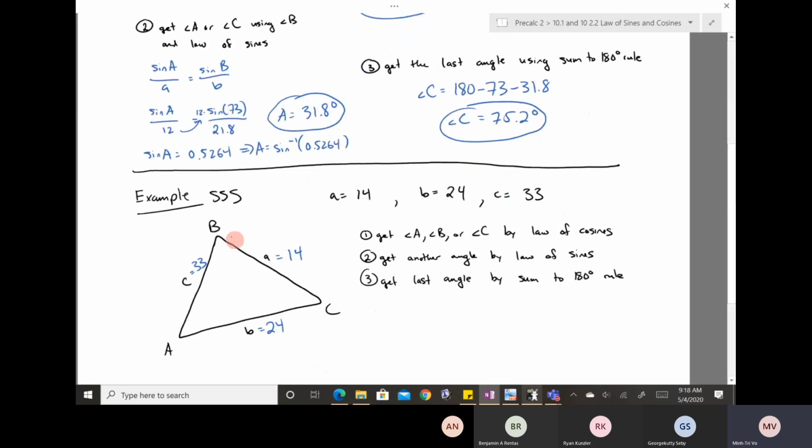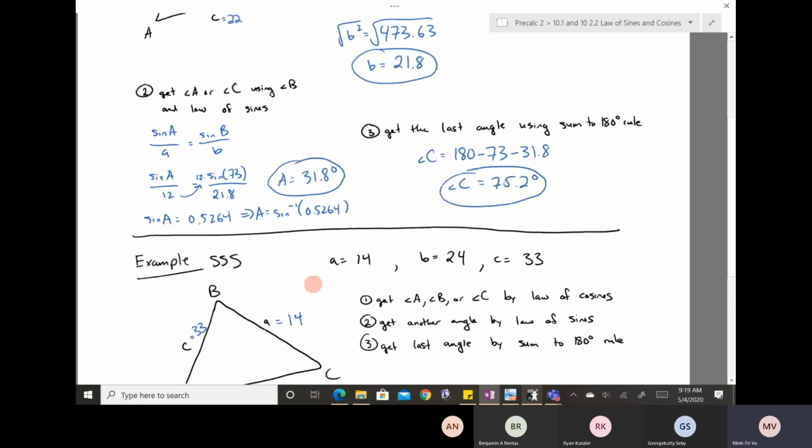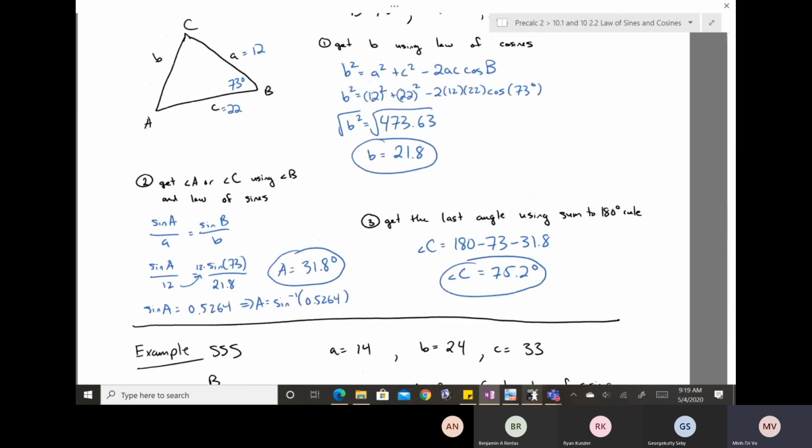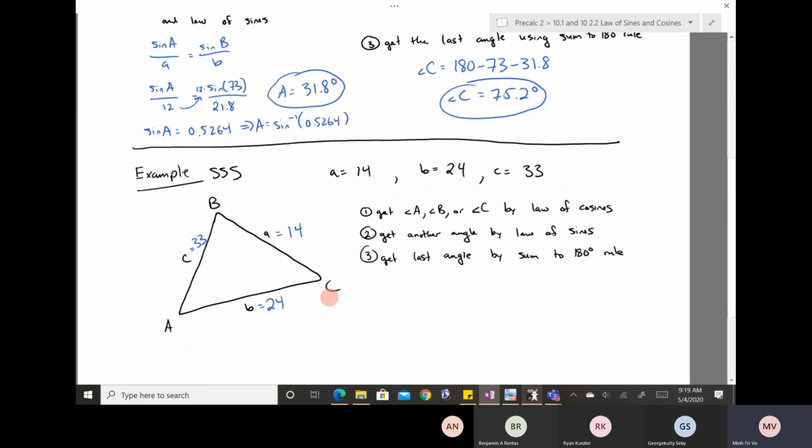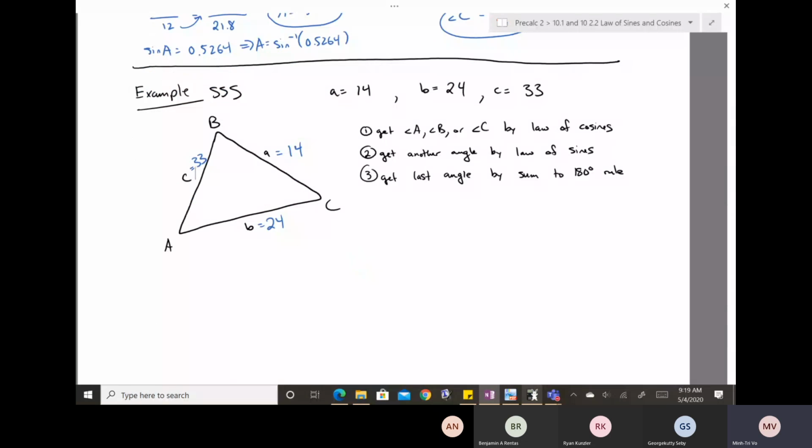So here we don't know any of the three angles. So it doesn't matter which angle you're trying to solve for. You can choose either A, B, or C. And then you set up the correct law of cosines for that angle. So let's do that, right? So let's say we're doing angle A.